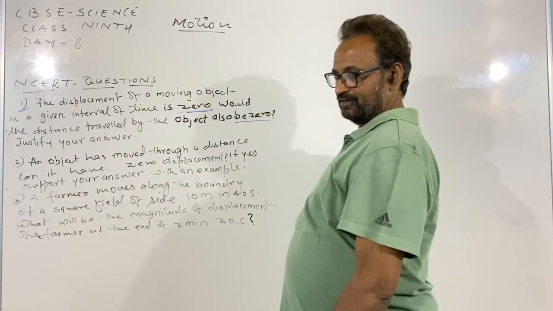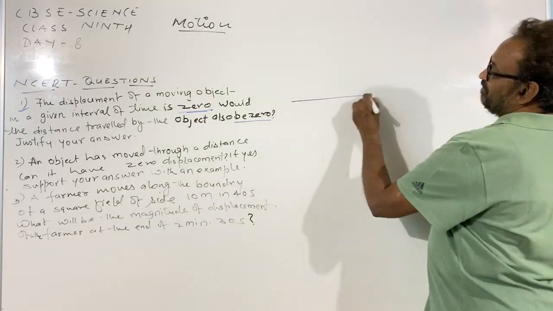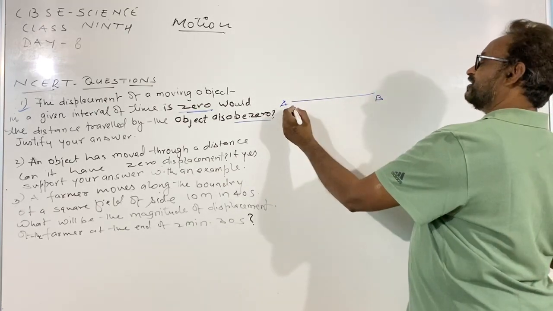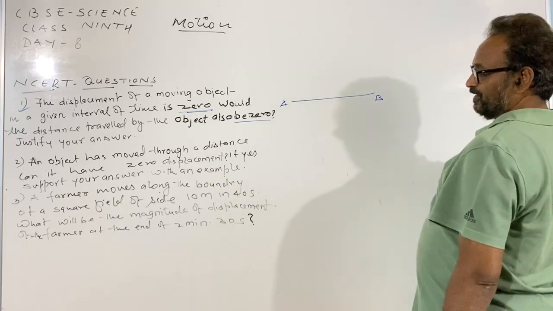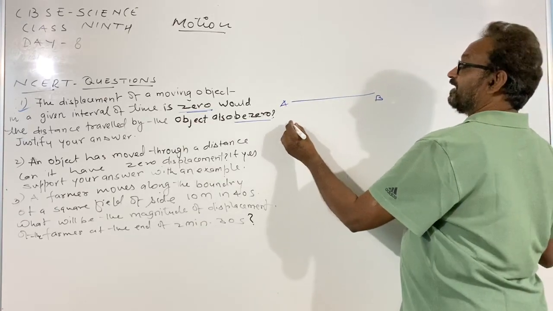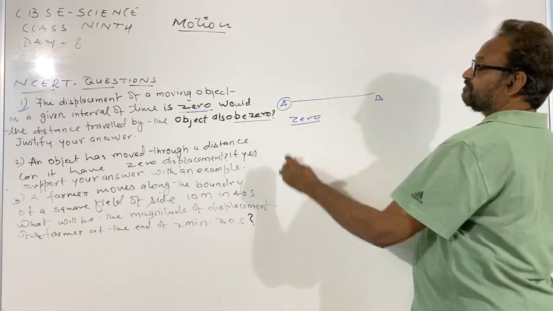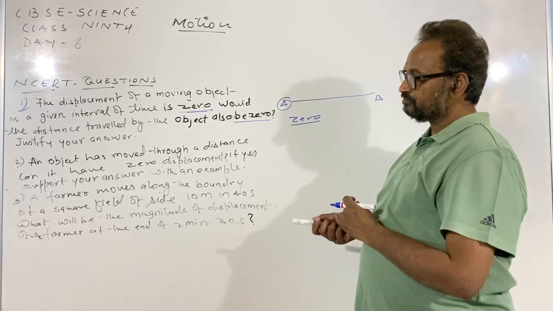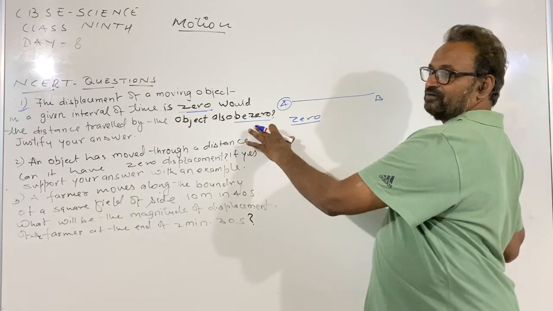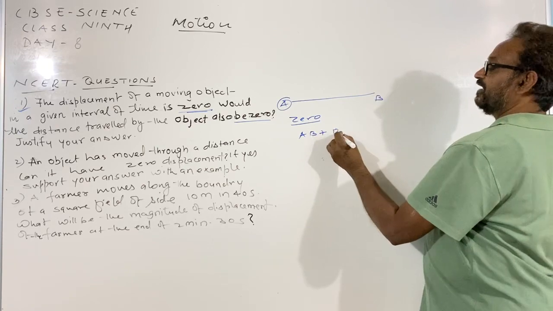Justify your answer. Now let us illustrate an example. Consider that a body moves from A to B and then it returns back to initial position A. In this situation, the displacement of the body is 0 because initial position and final position of the body coincide. But the distance travelled by the body is not 0. The body covers a distance equal to AB plus BA.